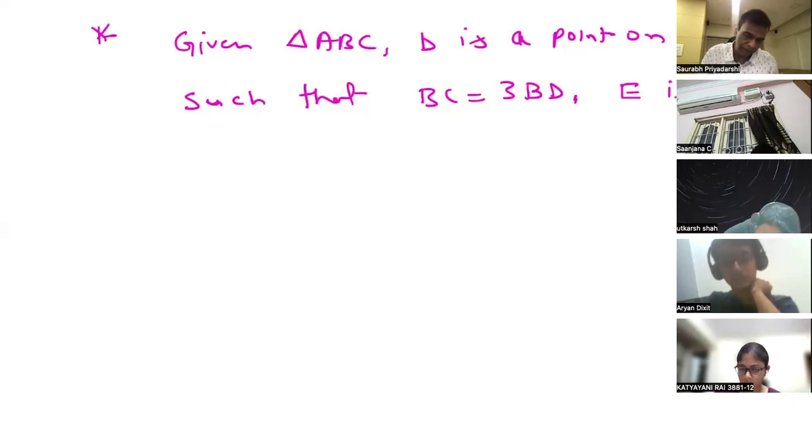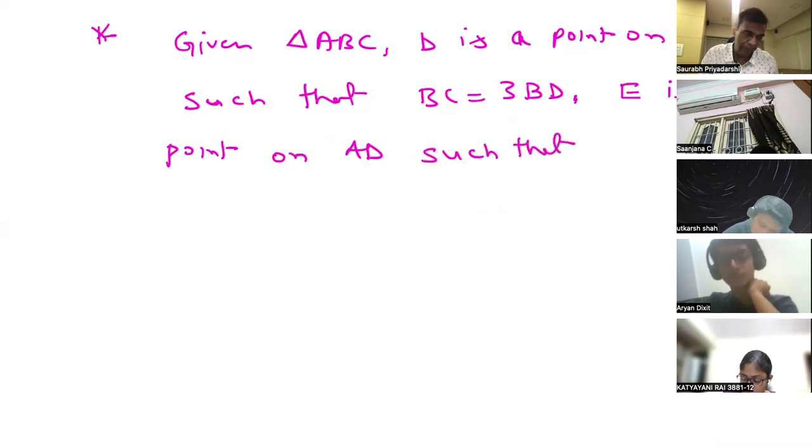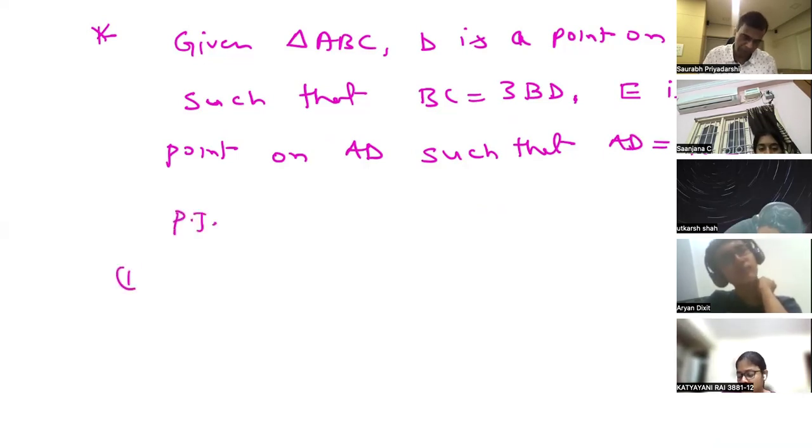E is a point on AD such that AD is equal to 4 DE, right? You have to prove both this first.